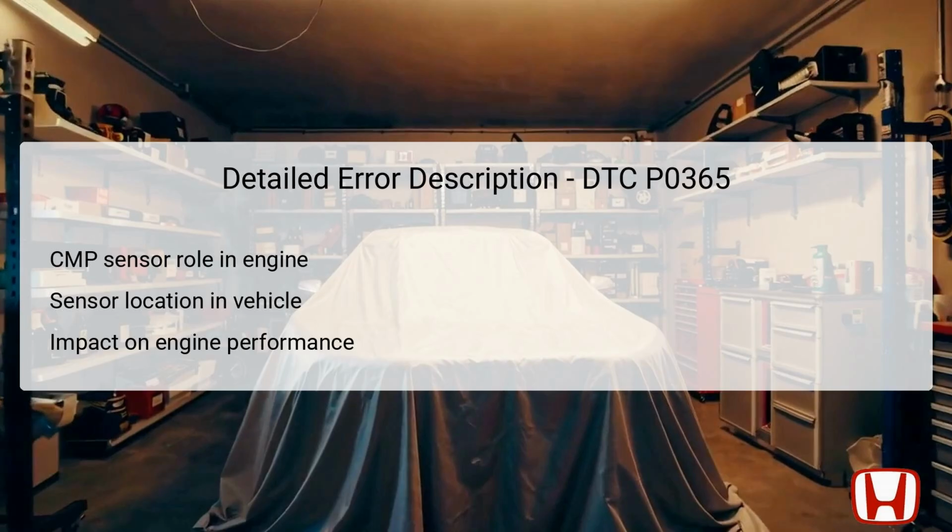A malfunction or absence of this signal, as indicated by DTC P0365, disrupts the entire engine operation process. Consequently, this could lead to unstable engine performance, increased emissions, or even a potential failure to start, making the CMP sensor a vital component to monitor.